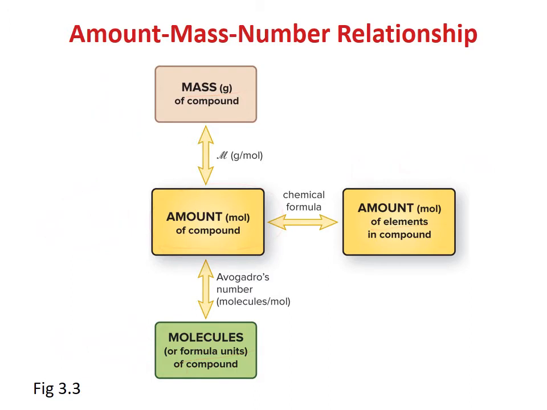Molar mass is for conversion between mass and moles. Avogadro's number is used for the moles to number of entities. Chemical formula is used for conversion between moles of molecule to moles of elements.